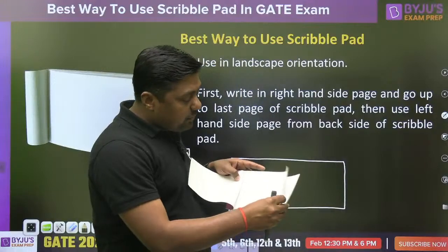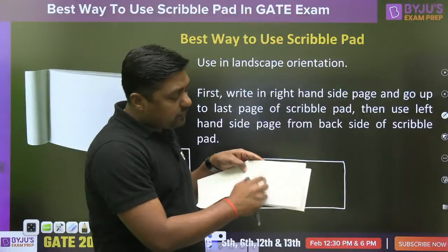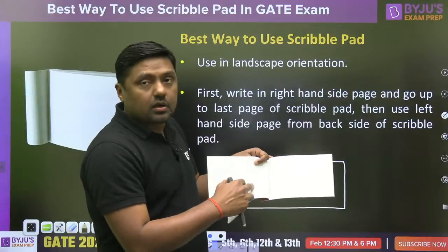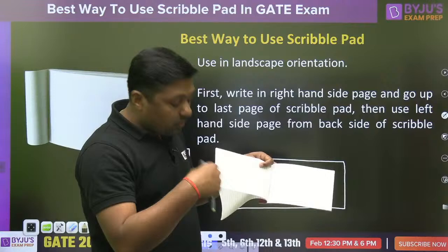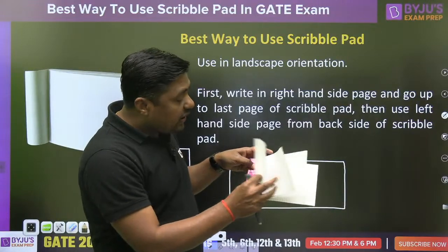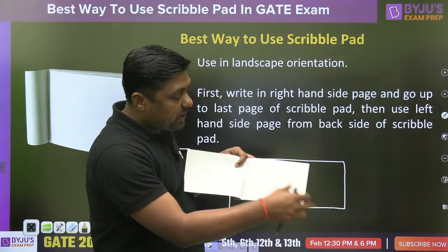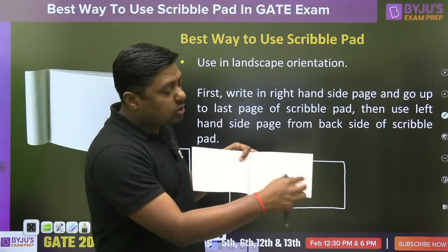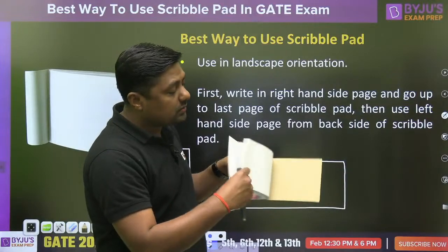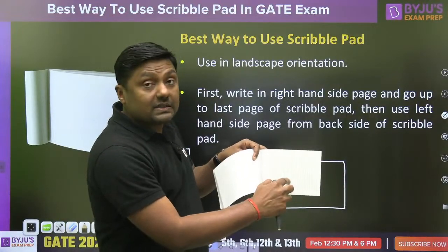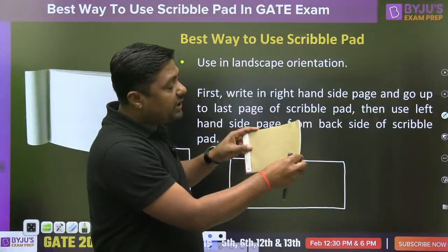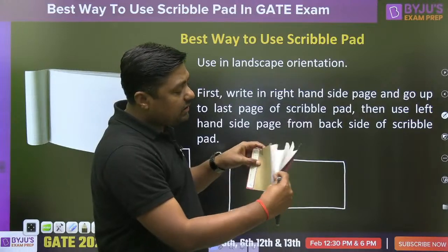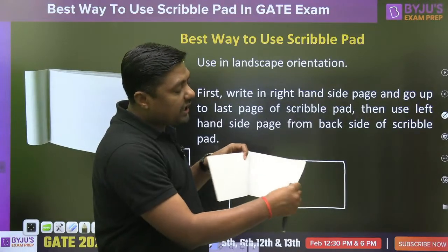start writing like this. Some students will write first here, then second here, then third here, then fourth, and so on. But from experience, if you want to use it like this, first page, then you can use it as a second page, then third page, then fourth page. This is the last page, then simply reverse the copy, and again you can use first, second, third, fourth, and fifth.